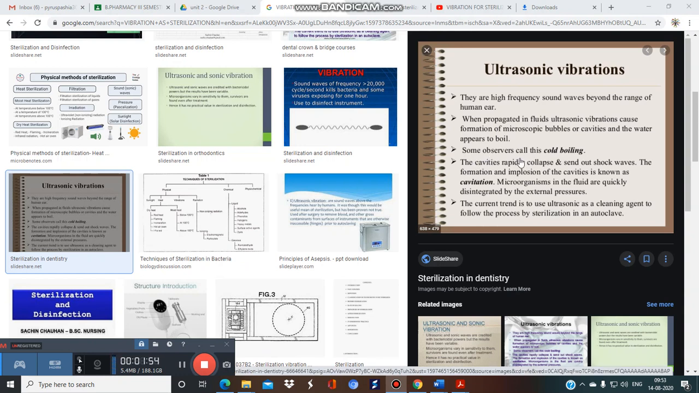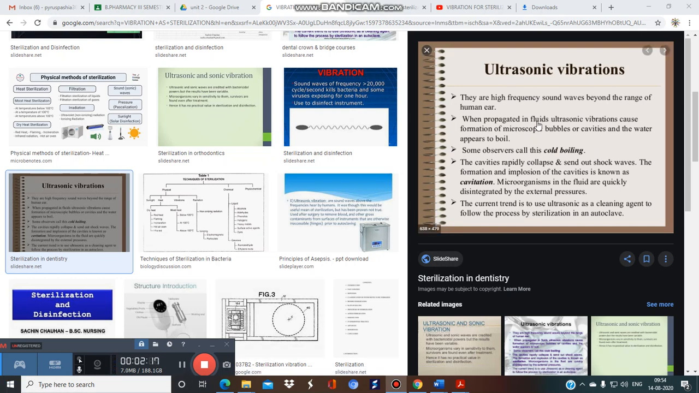And sometimes it is also referred to as cold boiling. So cold boiling is a process that is used in the ultrasonic vibration. In our syllabus we have just a general part. We will not go into detail about the vibration because it is not that important from our examination point of view also. So that is the vibrations.